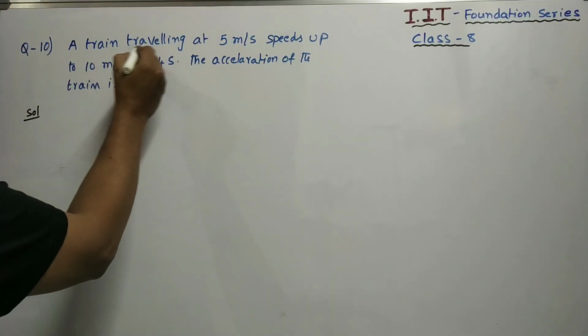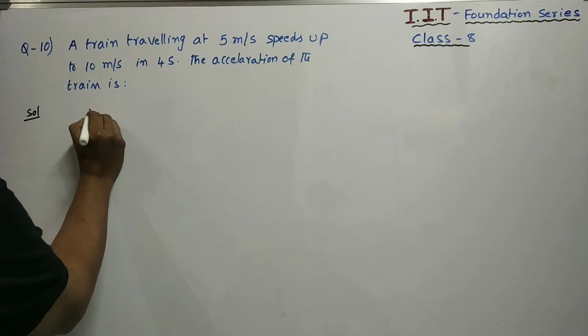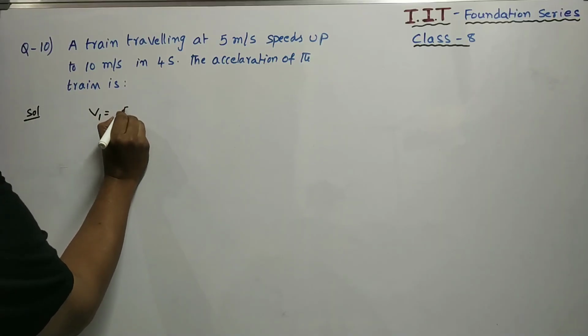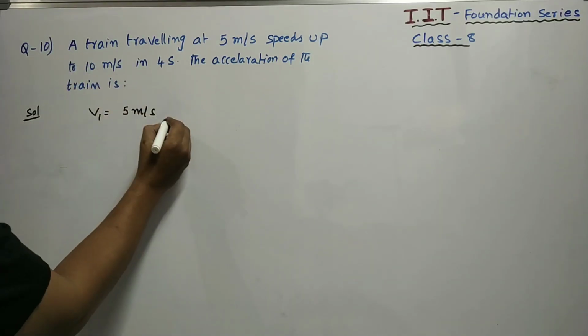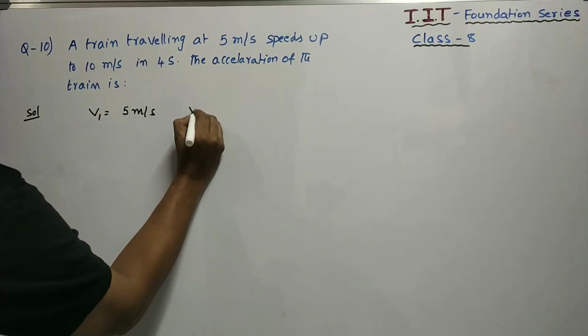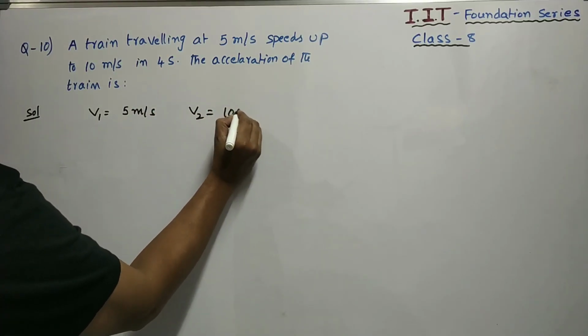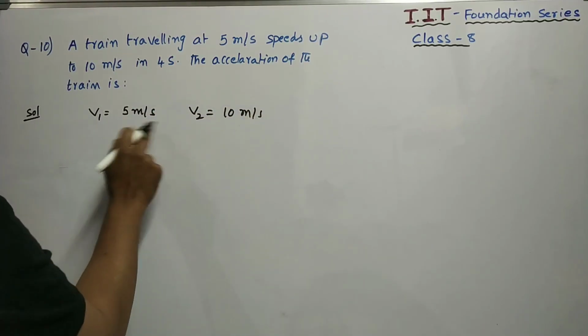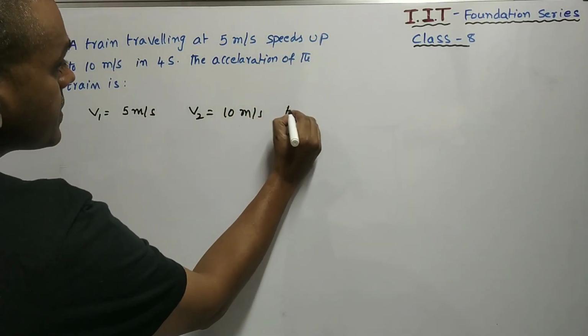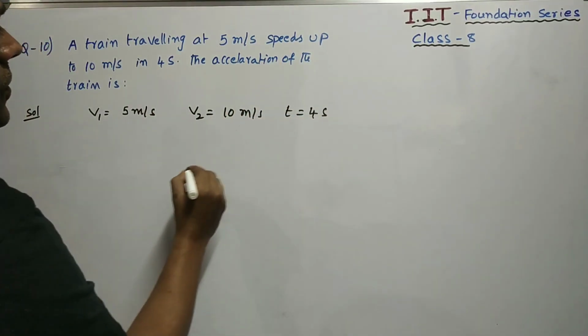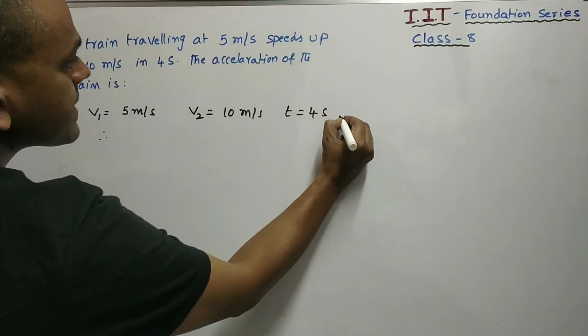Like that, a train is traveling at a speed of, initially, 5 meter per second. But later it changes from 5 to 10, that means the final velocity is 10 meter per second. The time taken to increase from 5 to 10 is 4 seconds. Therefore, what is the acceleration?